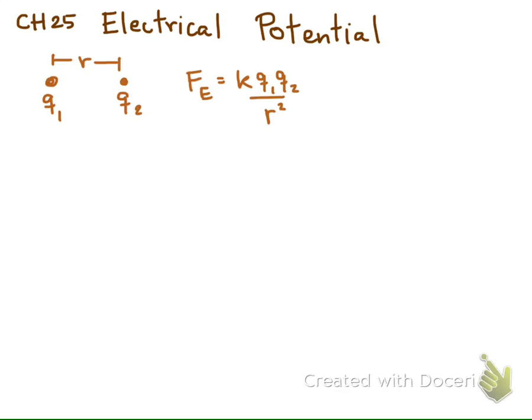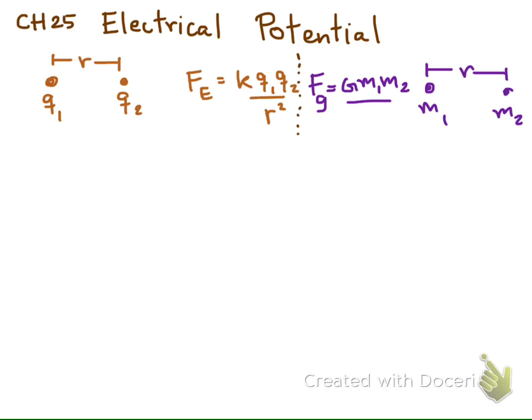Okay. Now, if we compare this with a situation that may seem totally different, for example, if we have masses M1 and M2 with the separation R, we know that these two masses will exert a gravitational force on each other, and the expression for the gravitational force is Fg is equal to G M1 M2 over R squared.